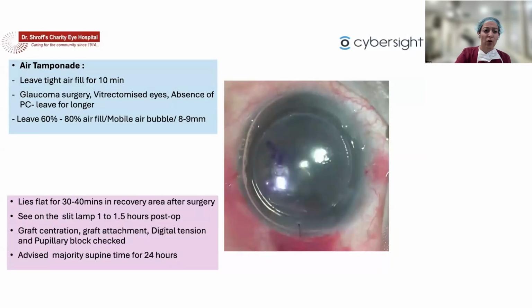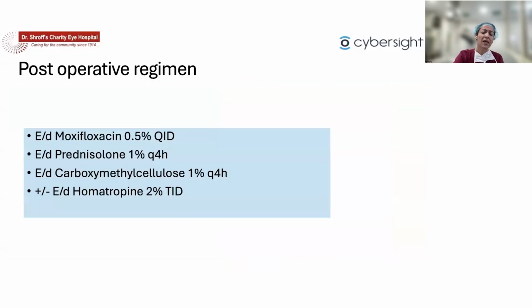The air tamponade is left for 10 minutes in the eye. Usually, if you have an eye that is post-glaucoma surgery, vitrectomized, or with absence of PC, we may need to leave a stronger or a longer fill in the eye. By the end of the surgery, after the 10-minute period, it is important to leave a mobile air bubble and have a clear meniscus of aqueous around to prevent pupillary block in the patient. The patient should lie about 30 to 40 minutes flat in the recovery after surgery. You can see the patient on the slit lamp an hour later to ensure the graft is centered and attached, and check the digital tension and whether there is any pupillary block.